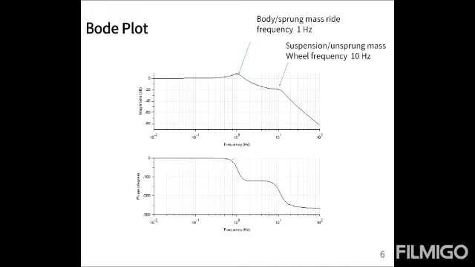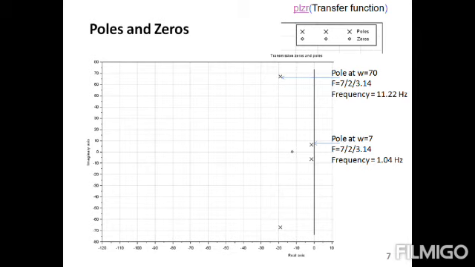Chart shows poles and zeros of transfer function. There is a pole at omega equal to 7 radians per second and 70 radians per second. That is at frequency of 1 Hz and 11 Hz. The real part of the pole represents the rate of decay.